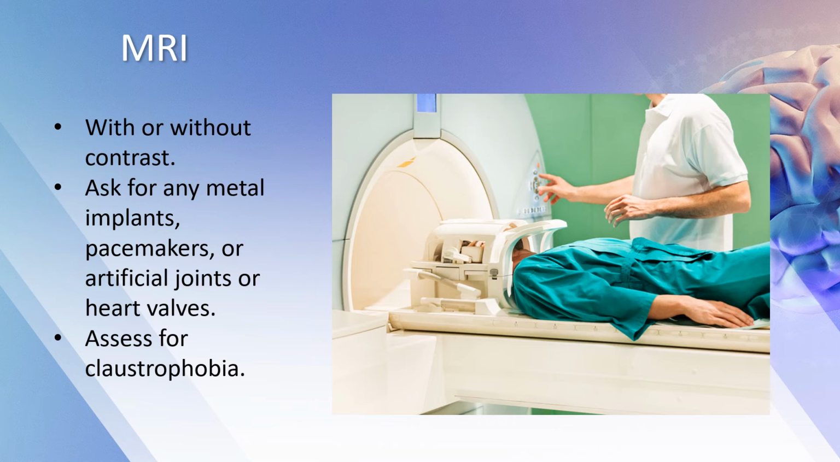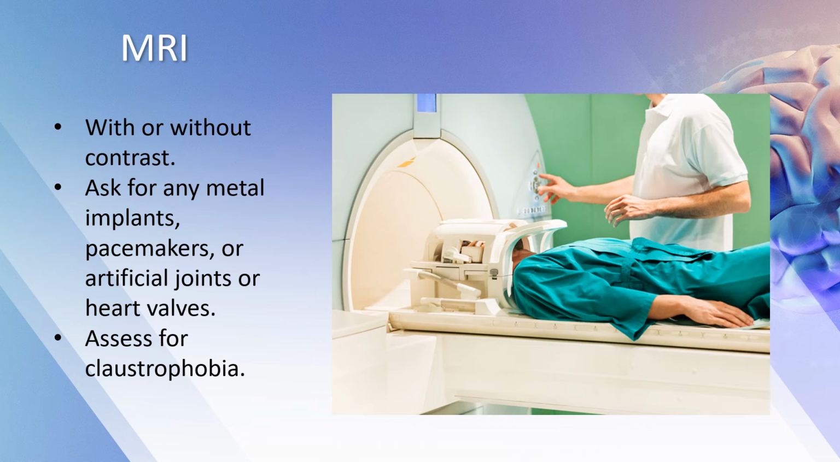You're going to want to assess for any metal implants, pacemakers, artificial joints, or heart valves, as this is basically a giant magnet. You'll also want to check the weight limits on the machines in-house. Most of the enclosed MRIs do have a weight limit. Now they do have open MRIs that they can use if they are past the weight limit or if they suffer from claustrophobia. However, the open MRIs usually don't take as good a picture as the enclosed MRIs.